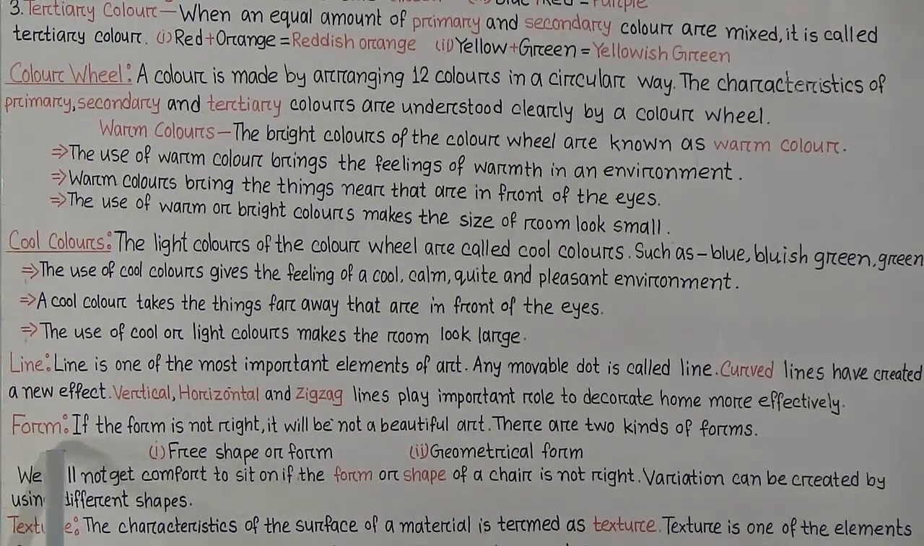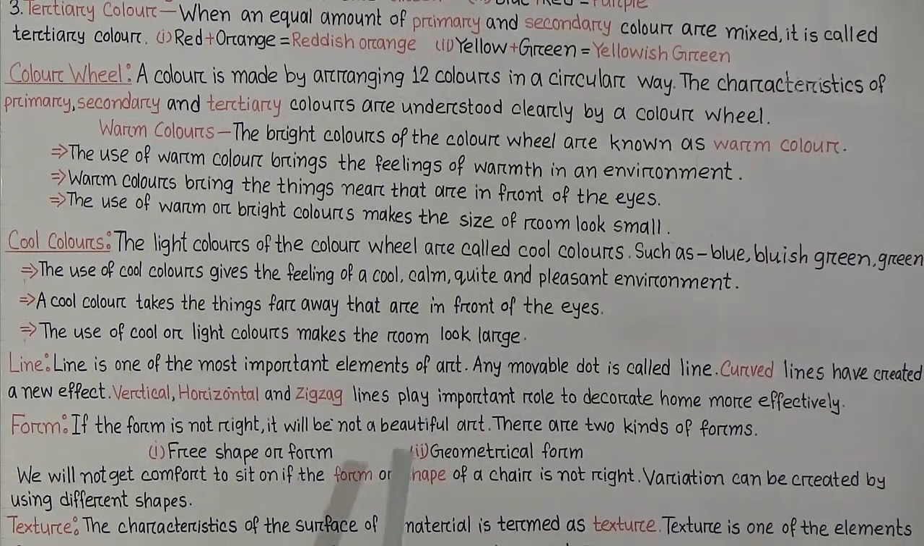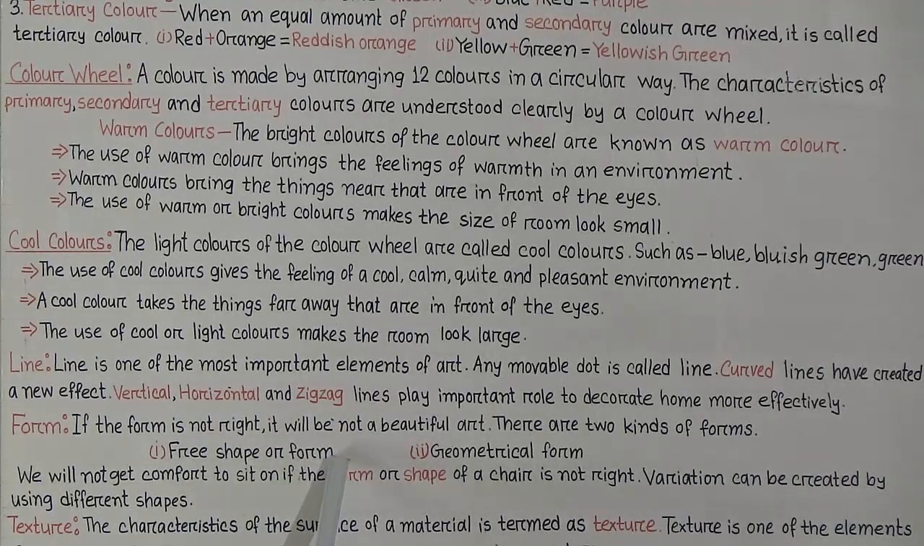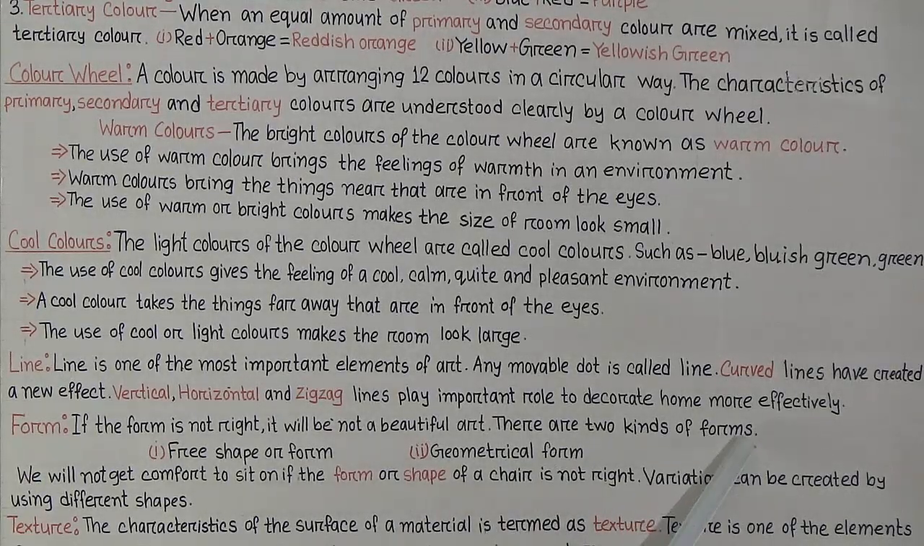Now form. If the form is not right, it will not be a beautiful art. So form is important for a beautiful art. There are two kinds of forms. How many kinds of forms? Yes, two kinds of forms. What are they? They are free shape or form and geometrical form.